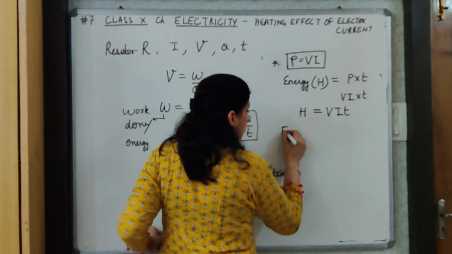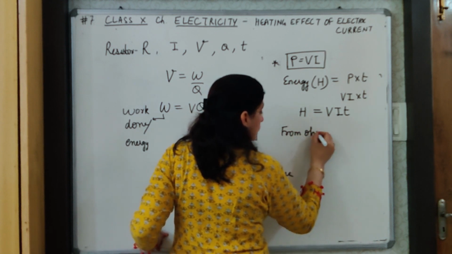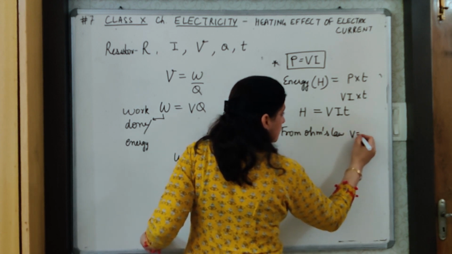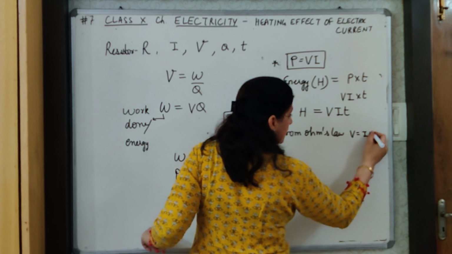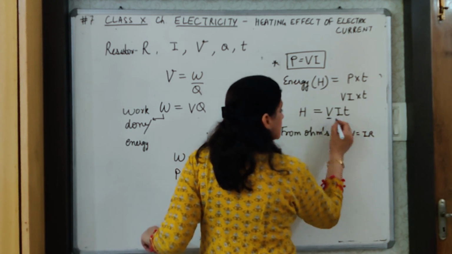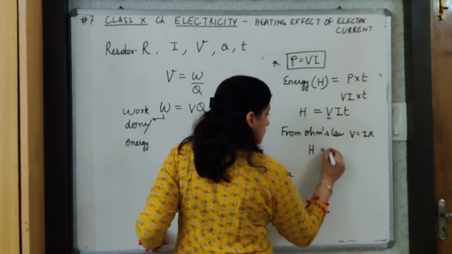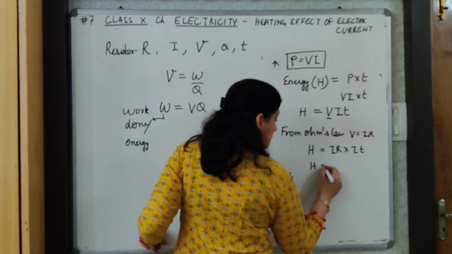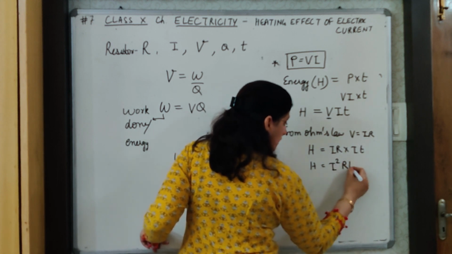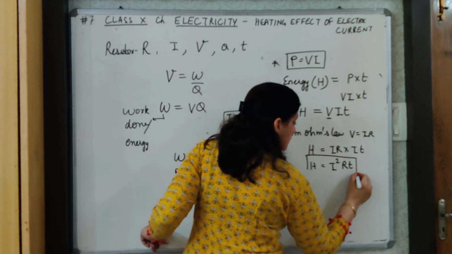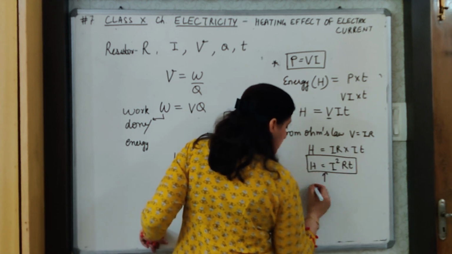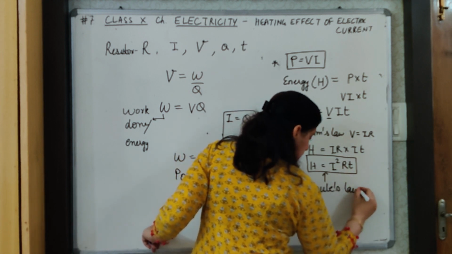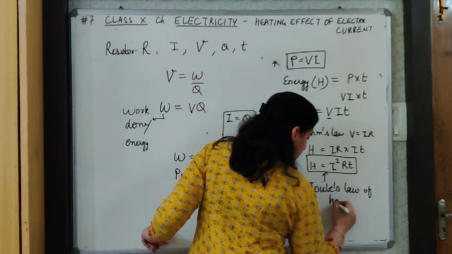Now from Ohm's law, we know V is equal to IR. Therefore, we will replace this V by IR. I get H is equal to IR into IT. H is equal to I square RT. This particular expression is referred to as the expression for Joule's law of heating.